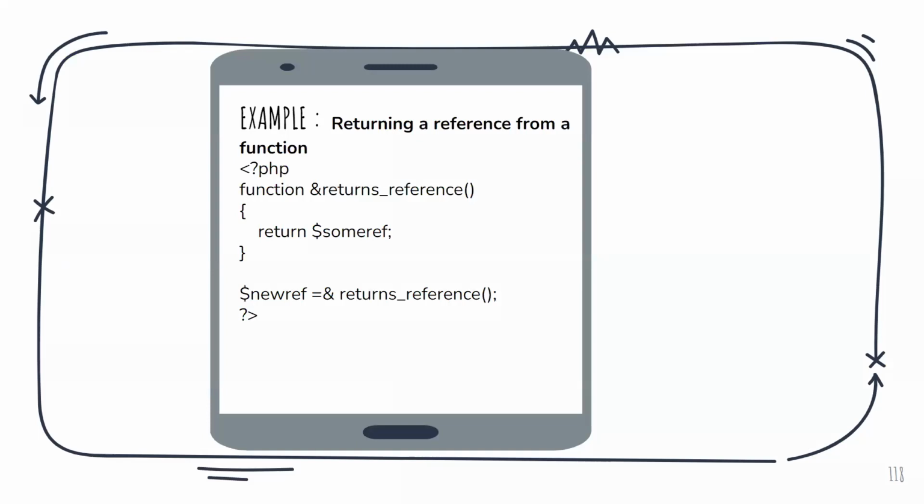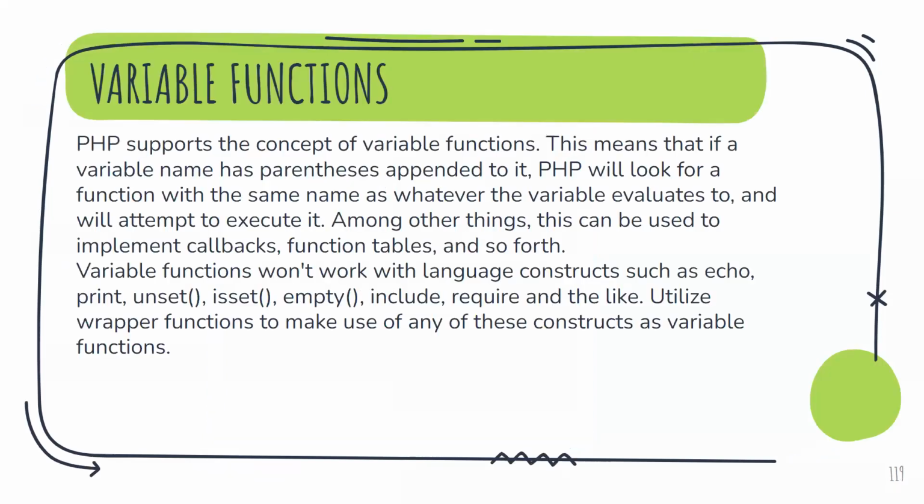Variable functions. PHP supports the concept of variable functions. This means that if a variable name has parentheses appended to it, PHP will look for a function with the same name as whatever the variable evaluates to and will try to execute it. Among other things, this can be used to implement callbacks, function tables, and so forth. Variable functions won't work with language constructs such as echo, print, unset, isset, empty, include, require, etc. Utilize wrapper functions to make use of any of these constructs as variable functions. Example of a variable function is given here.